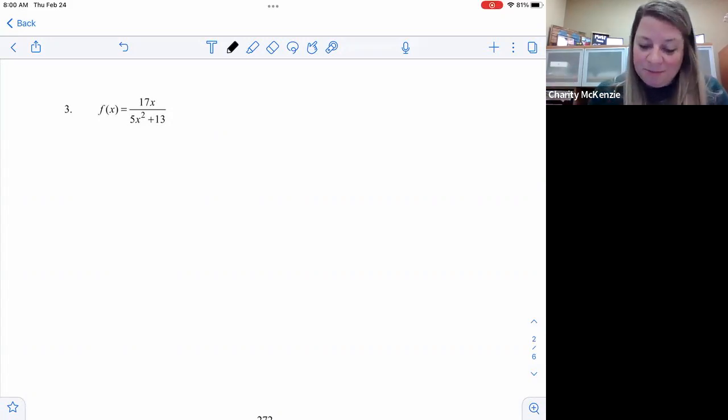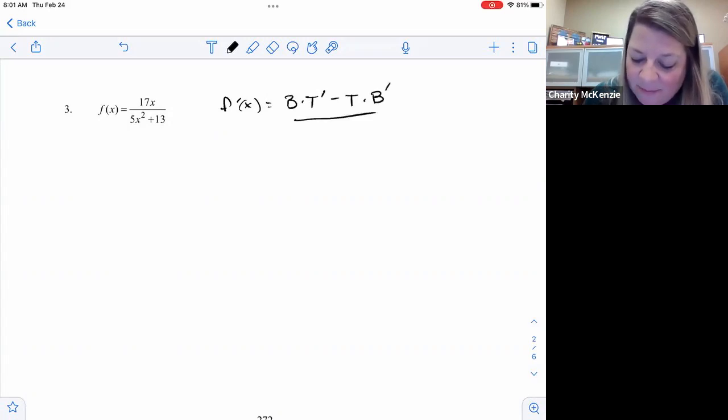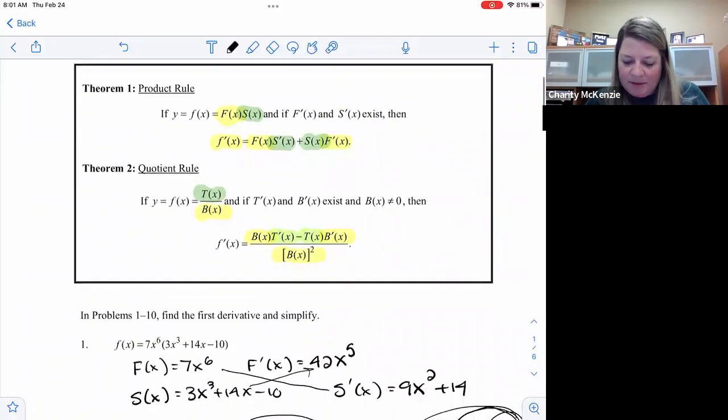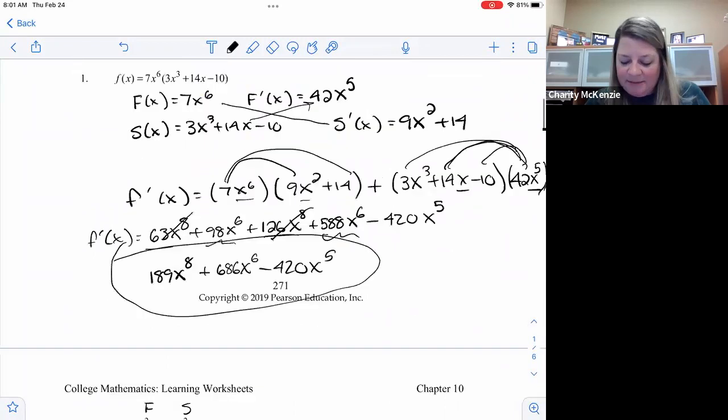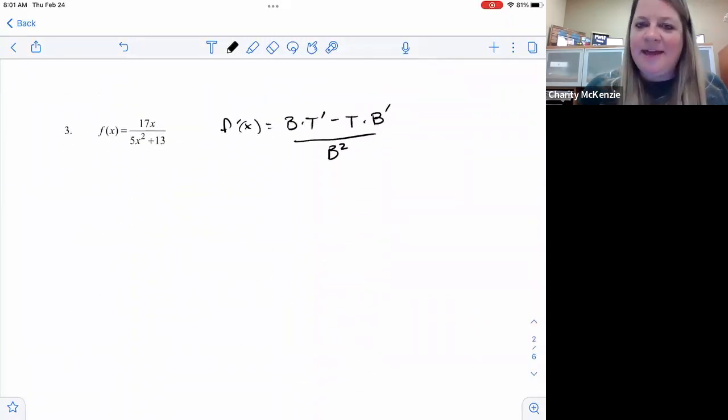So our quotient rule says that the derivative is equal to original bottom times derivative of the top, minus top times derivative of the bottom, all over bottom squared. That's kind of the shortcut. And I think they wrote that for you. Kind of. Yeah, they kind of did. There's kind of your shortcut. They do give that to you like that, though.